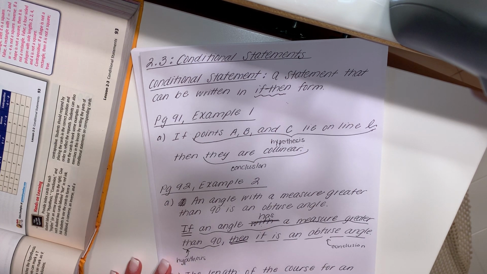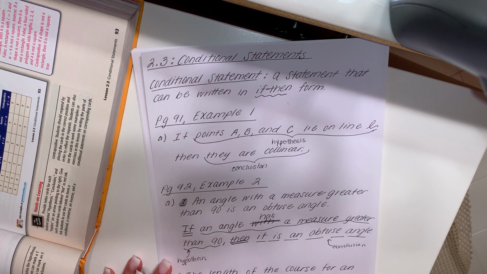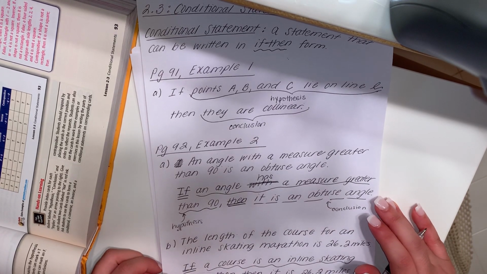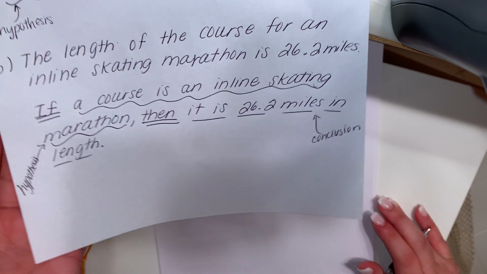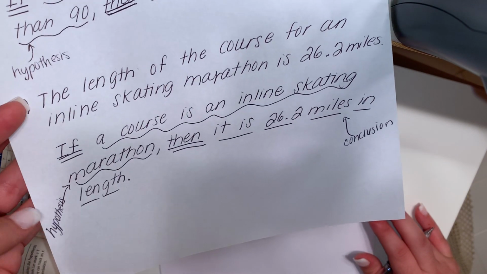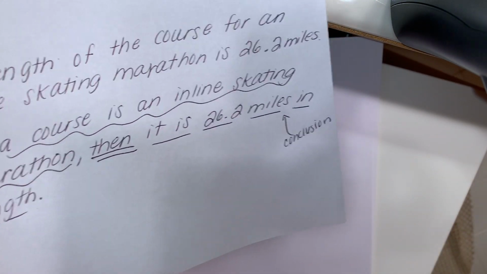And again, this first part of my sentence is what we identify as our hypothesis. And the second part is also known as our conclusion. So once you know what a hypothesis is, you know what a conclusion is, and I'm pretty sure you would be able to do the rest. I just realized you probably can't read that here, but take a look. If a course is an inline skating marathon, then it has 26.2 miles in length. First part being the hypothesis, second part being the conclusion, okay?